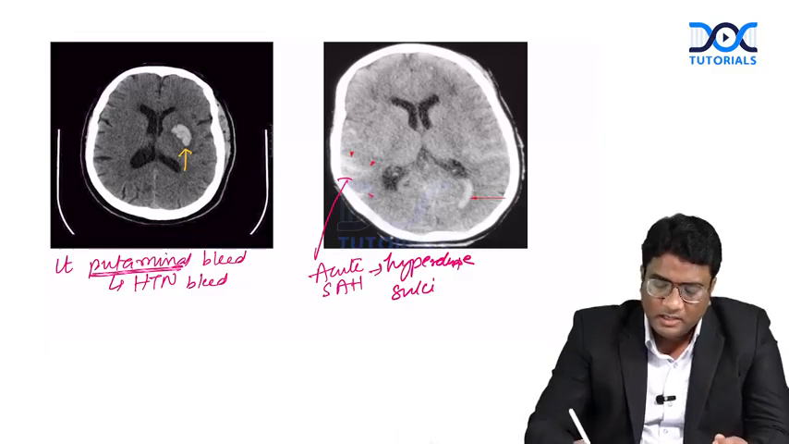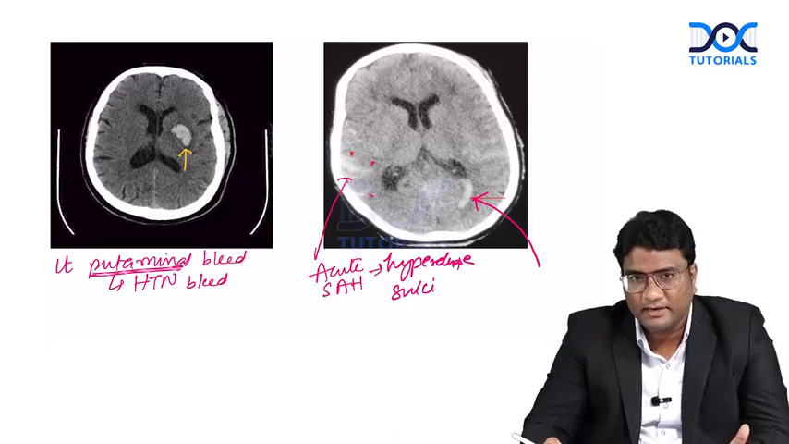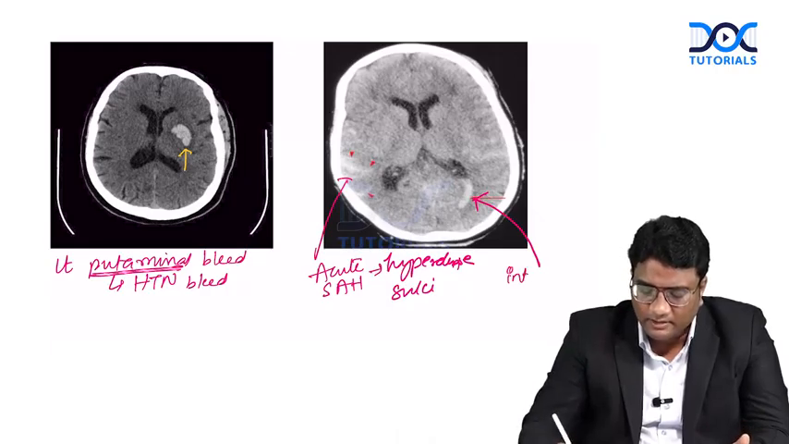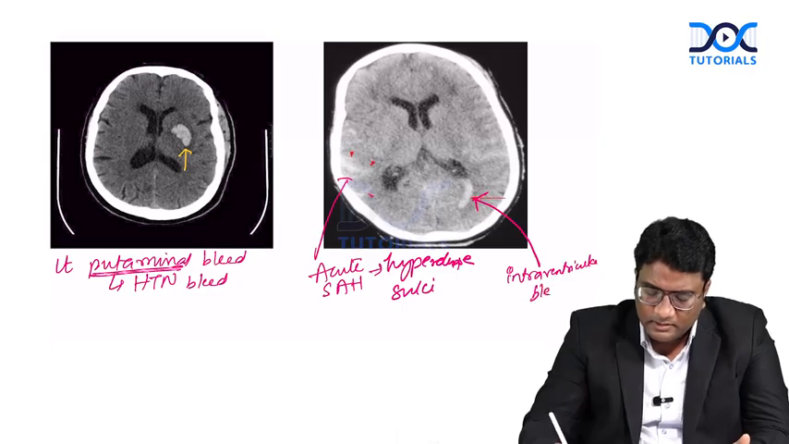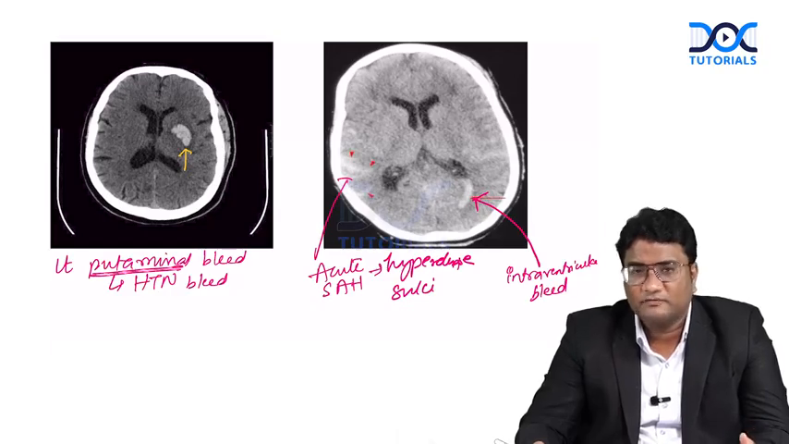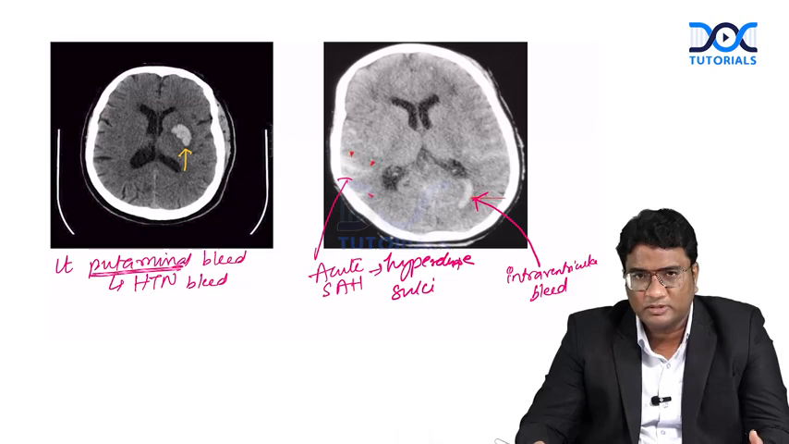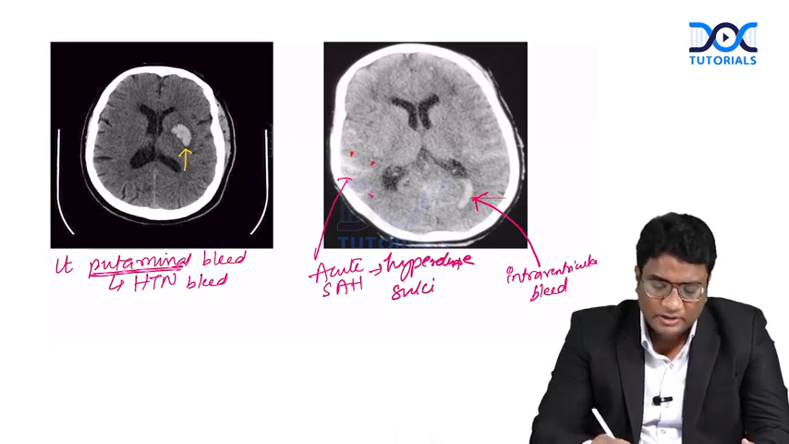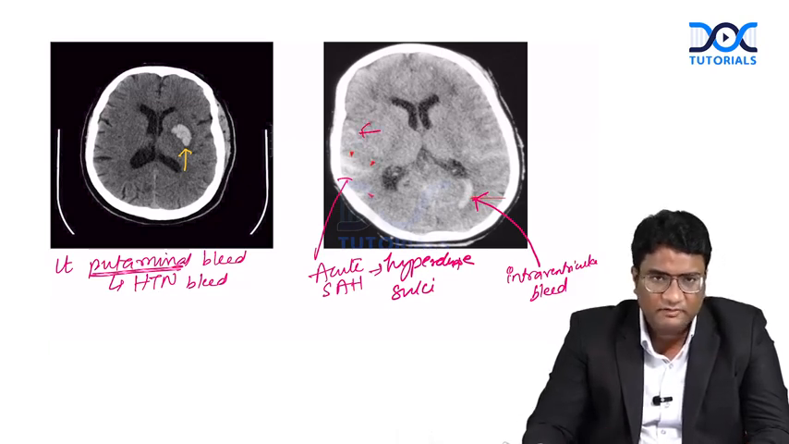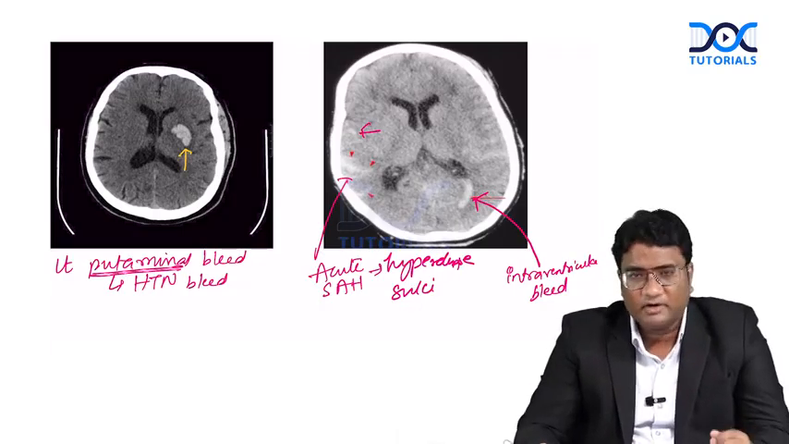But if you see this hyperdense collection within the ventricles, the occipital horn of the lateral ventricle, this is an intraventricular bleed. In the sulcal spaces and sylvian fissures, if you're seeing blood, that is suggestive of acute subarachnoid hemorrhage. And if you see it in the ventricle, that is an intraventricular bleed.